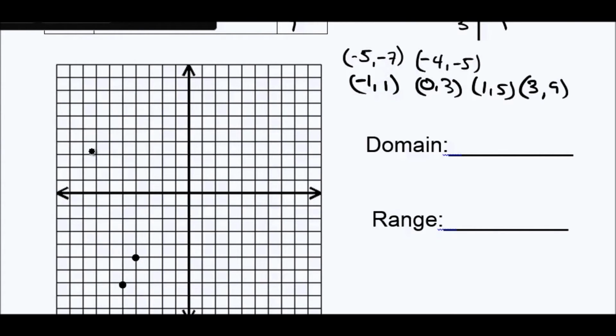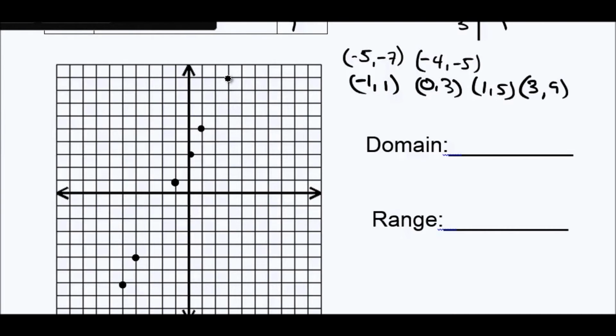Third one, -1, 1. Go -1, and then up 1. There you go. 0, 3. 0, I don't go right or left, but I go up 3. 1, 2, 3. Let me make that dot better. 1, 5. I go right 1 and then up 5. 1, 2, 3, 4, 5. 3, 9. Go right 3, 1, 2, 3, up 9. 1, 2, 3, 4, 5, 6, 7, 8, 9.